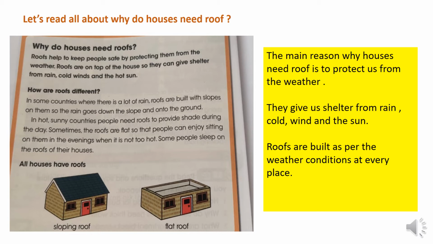Yeah, you're right. Your house will be all wet. It will rain inside your house. So now let's find out how roofs are different. In some countries where there is a lot of rain, roofs are built with slopes on them. So the rain goes down the slope and onto the ground.